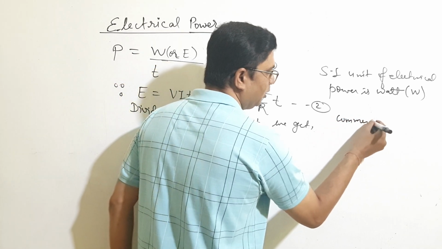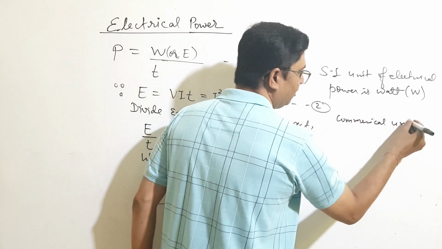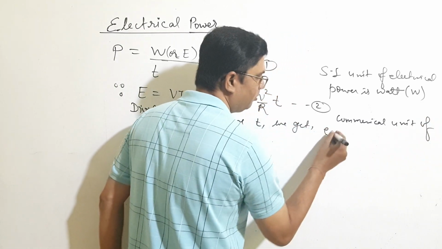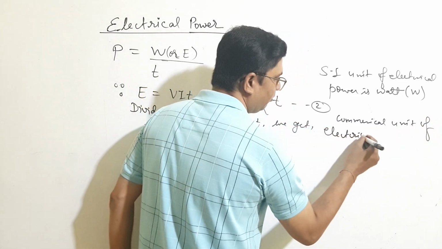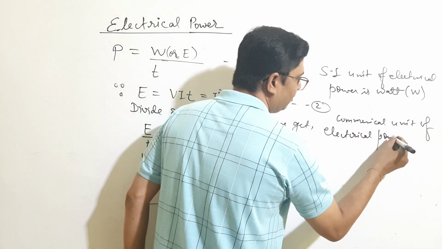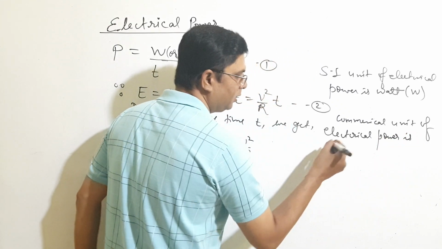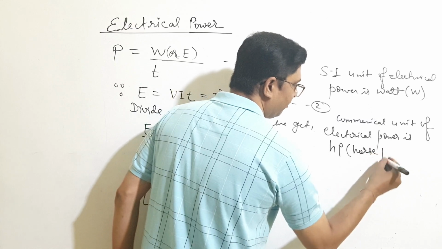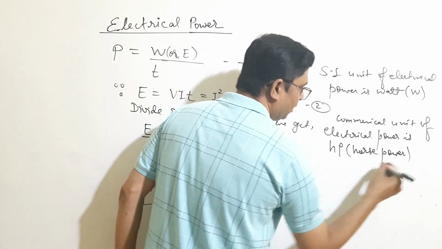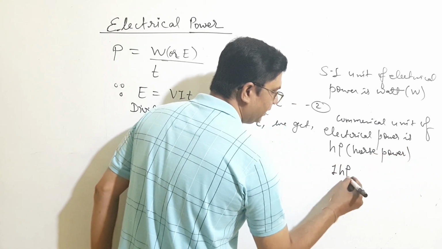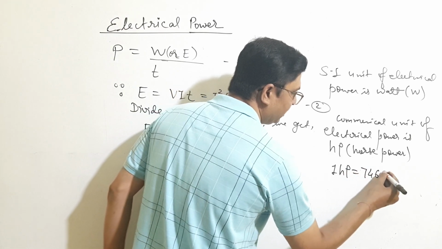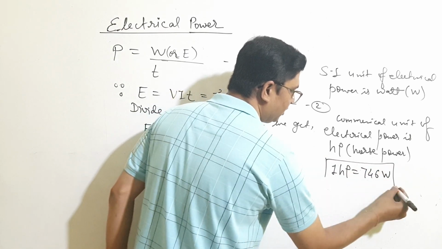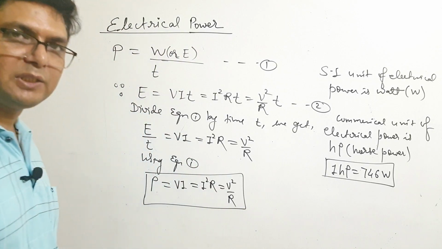The commercial unit of electrical power is horsepower, HP. 1 HP is equal to 746 watt. Memorize this, 1 horsepower equals 746 watt.